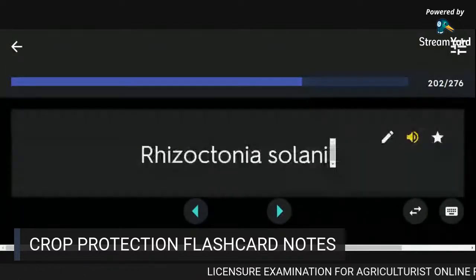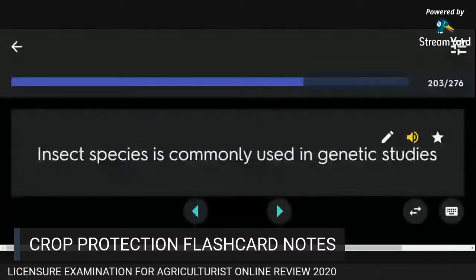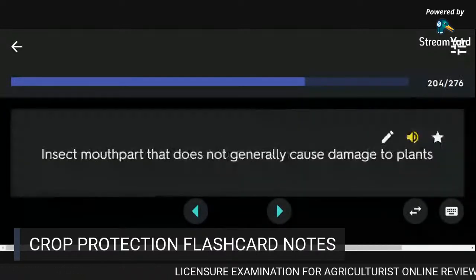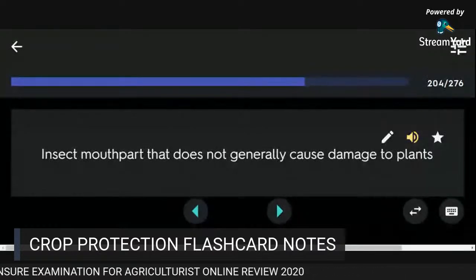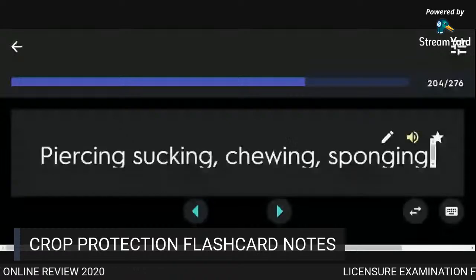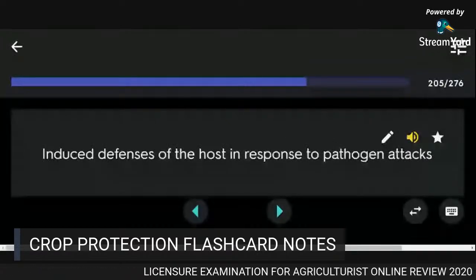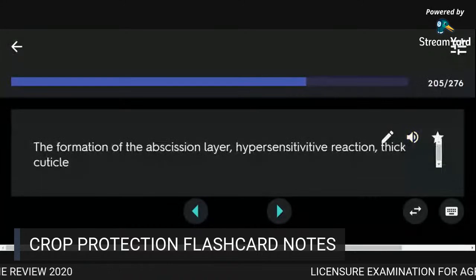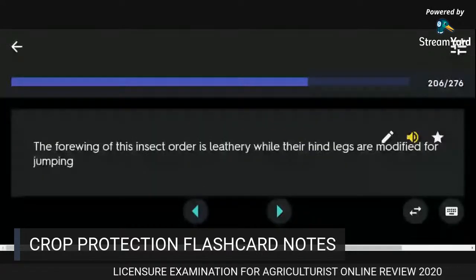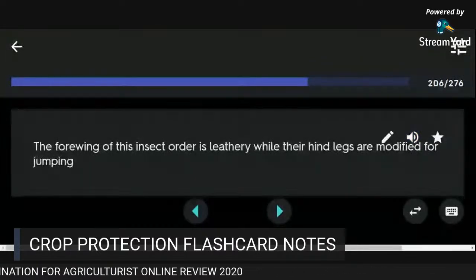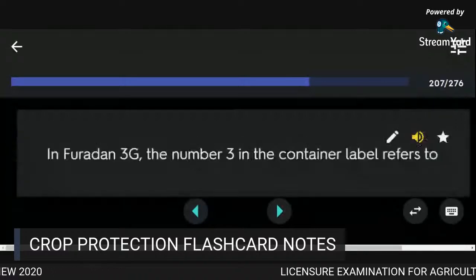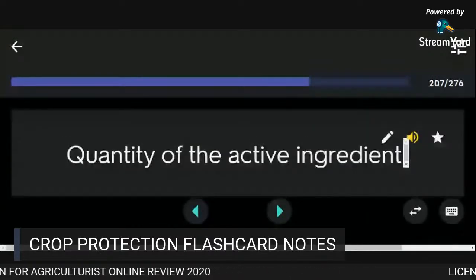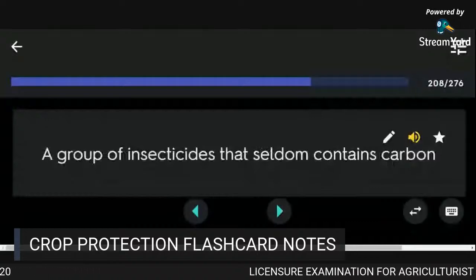Insect. The formation of the forewing of this insect order is leathery, while their hind legs are modified for jumping. Orthoptera. In Fewer than 3 grams, the number 3 in the container label refers to quantity of the active ingredient. A group of insecticides that seldom contains carbon. Inorganic insecticide.